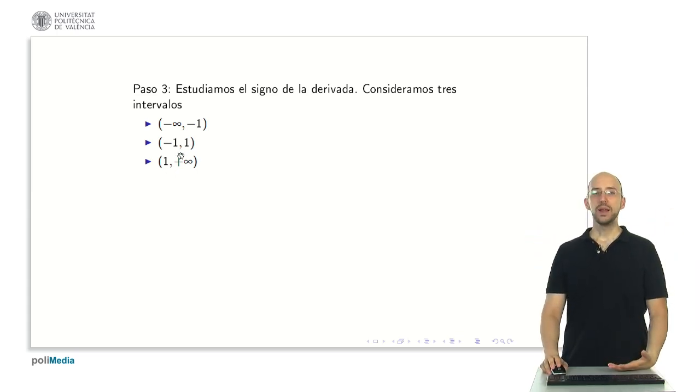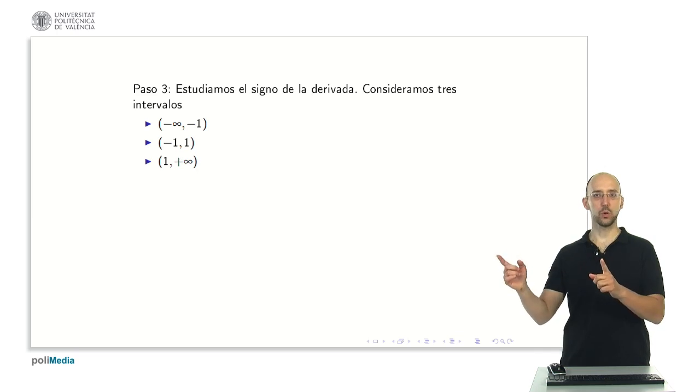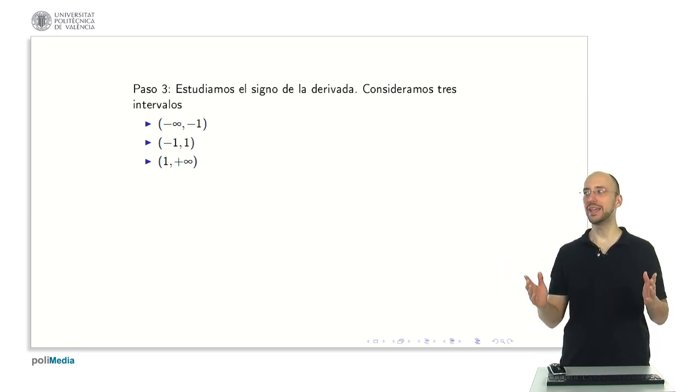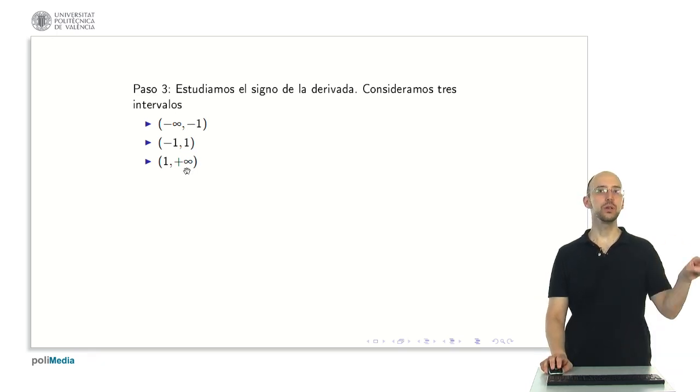Let's determine the sign of the derivative in each of these intervals. It remains constant within each interval. Either it's positive or it's negative. How do we do it? Pick any value from each interval, it doesn't matter which one, and substitute it into the derivative. This will show us whether the derivative is positive or negative.